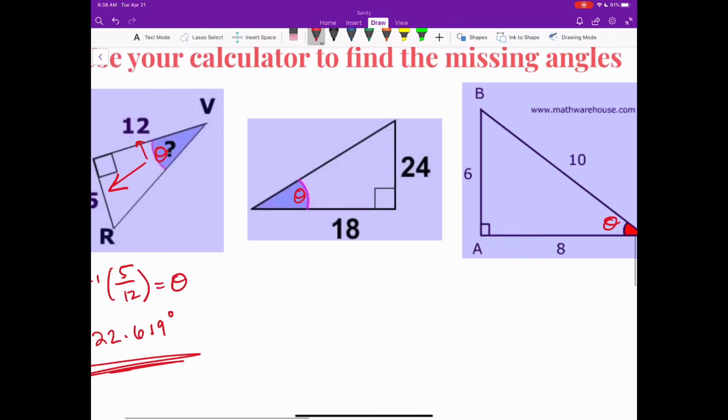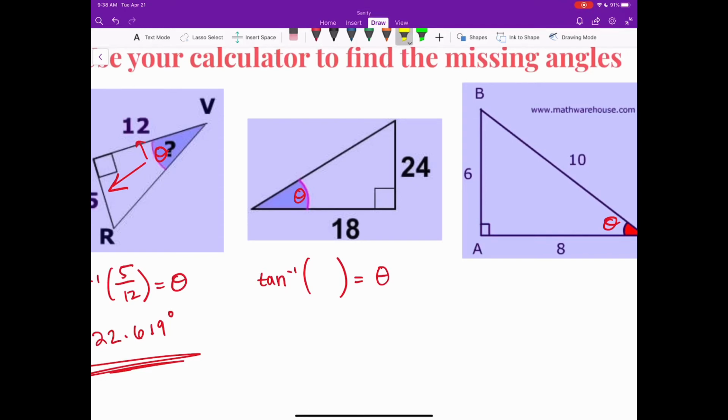Okay, this one over here, I have a reference angle of theta, and I'm trying to find what theta is, so I know I'm going to use the inverse tangent. So I'm going to say tangent inverse of my ratio of opposite over adjacent has to be equal to theta.